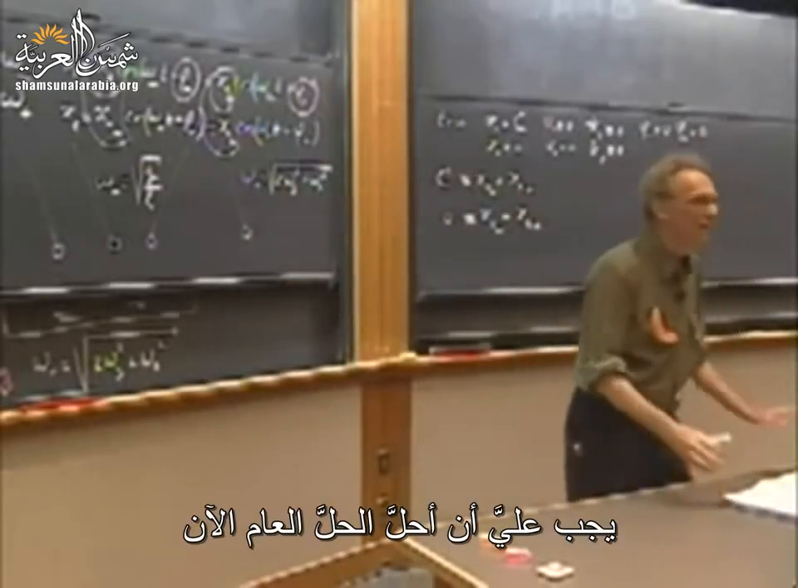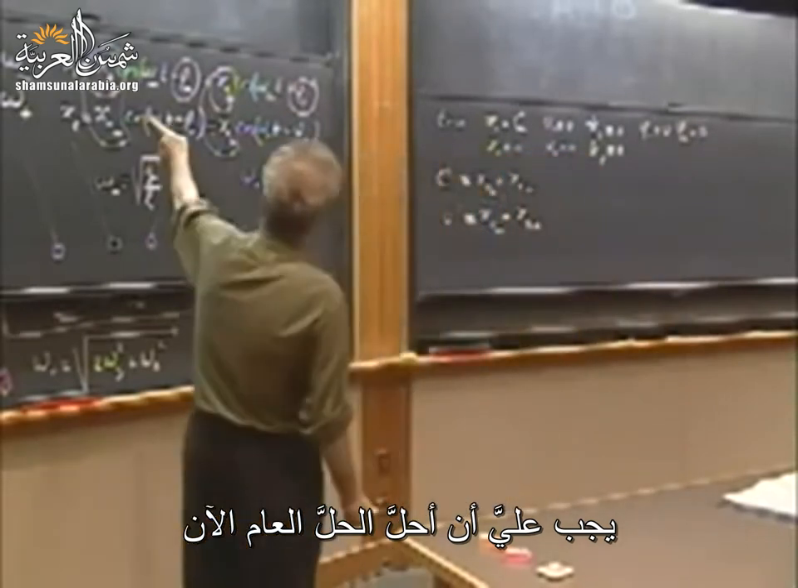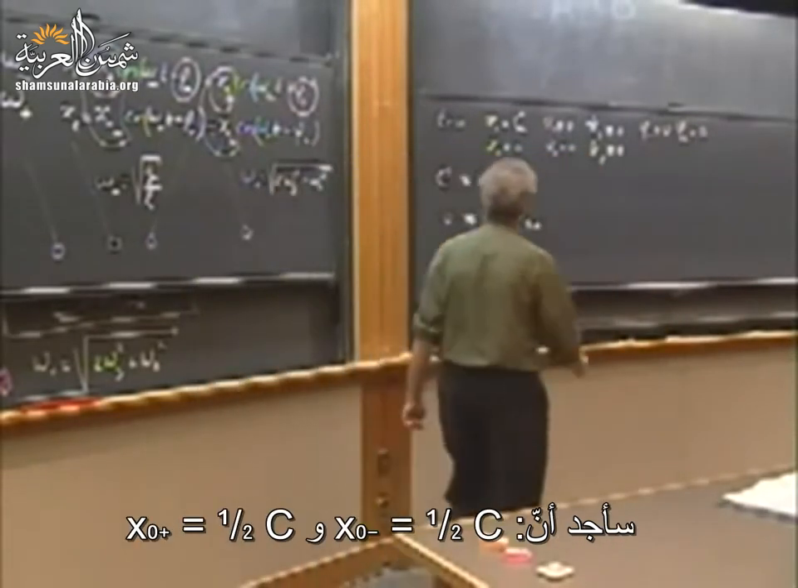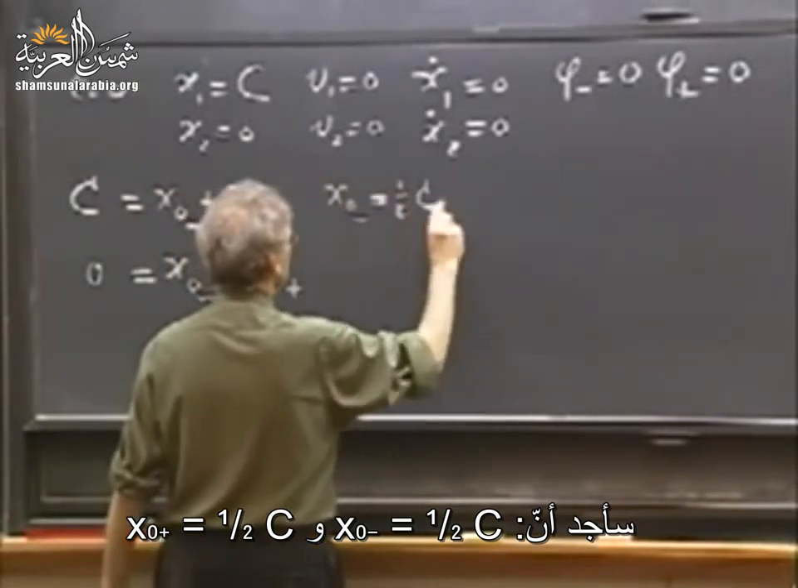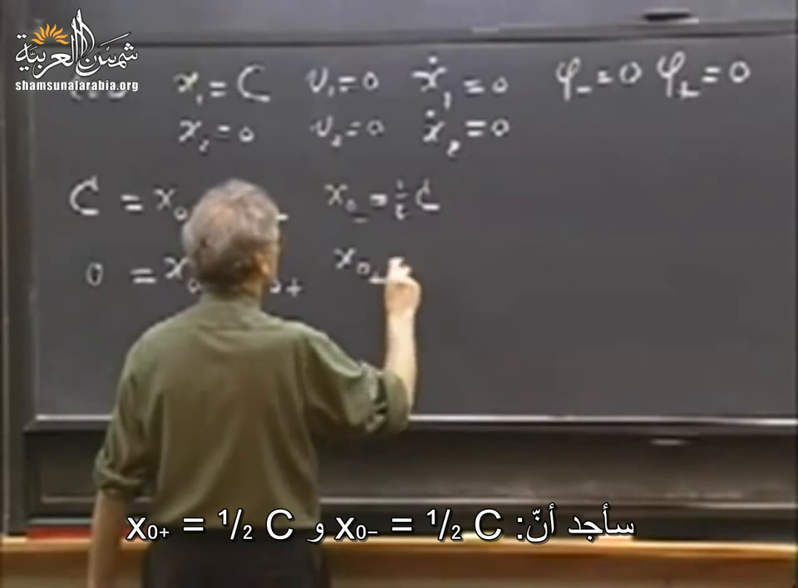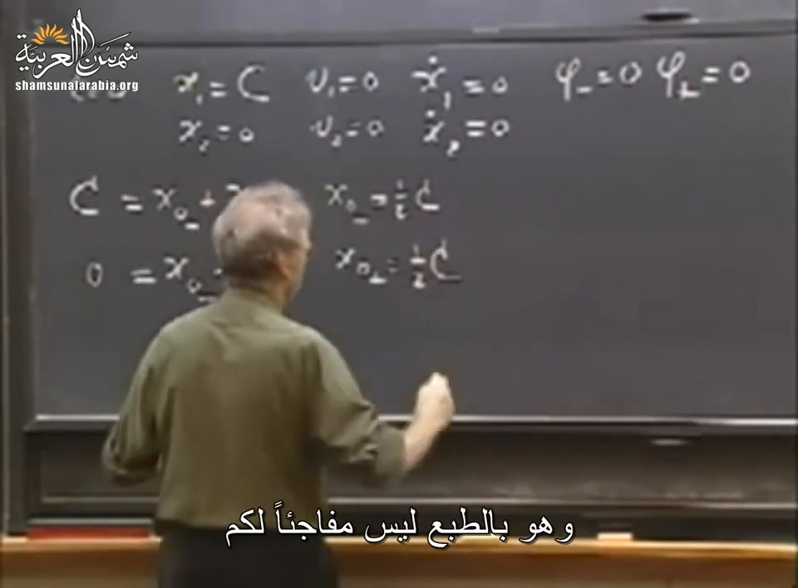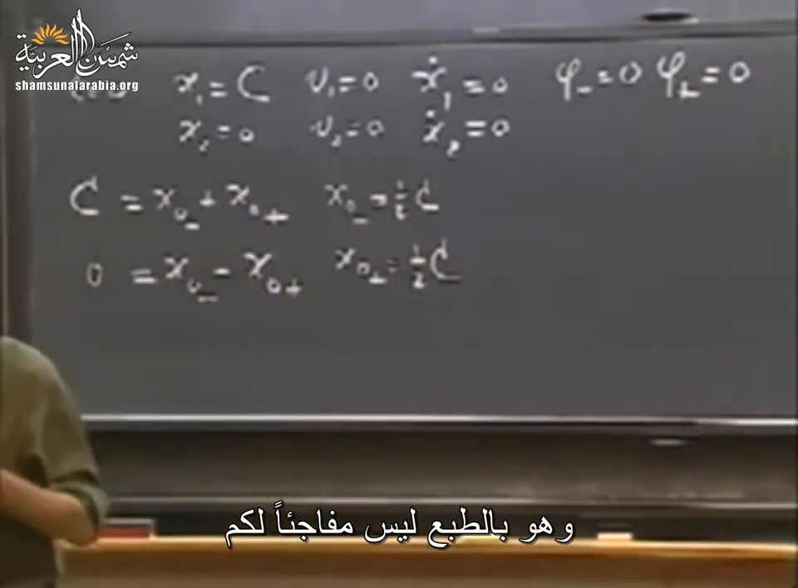And so what do I find? I have solved now the general solution. I will find that x0 minus is 1/2 c, and x0 plus is also 1/2 c, which of course should not come as a surprise to you.